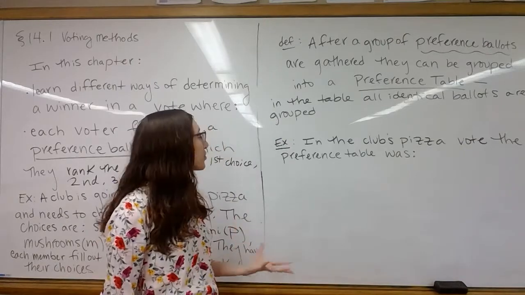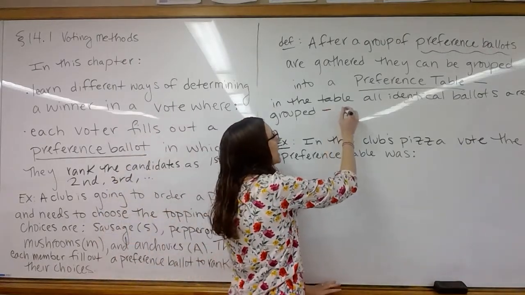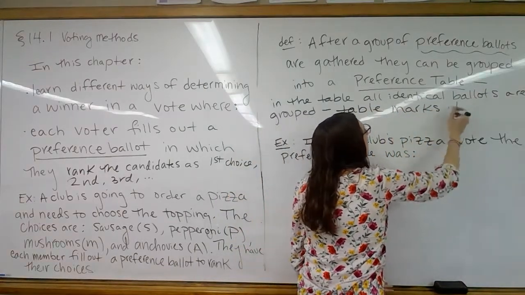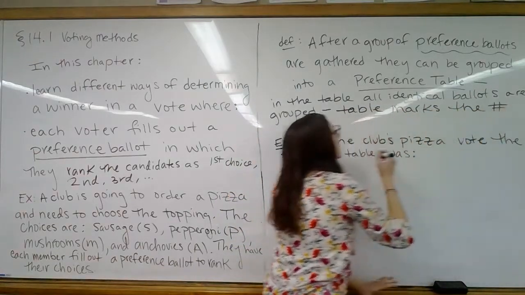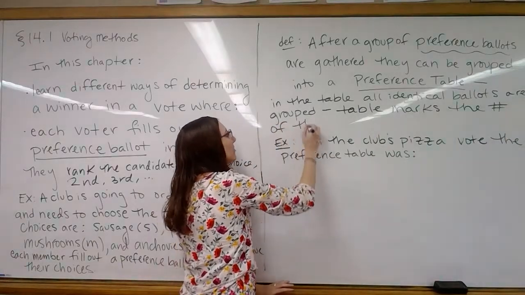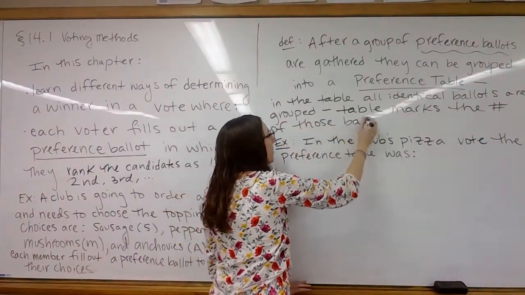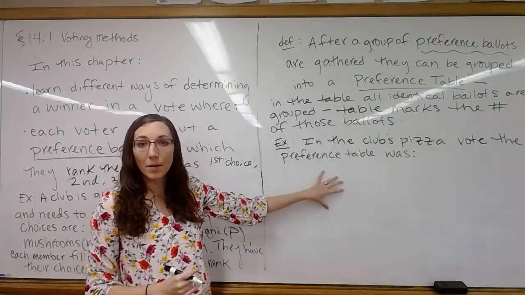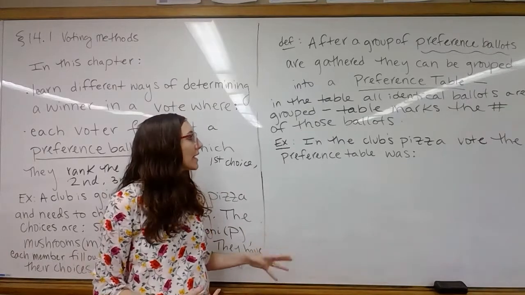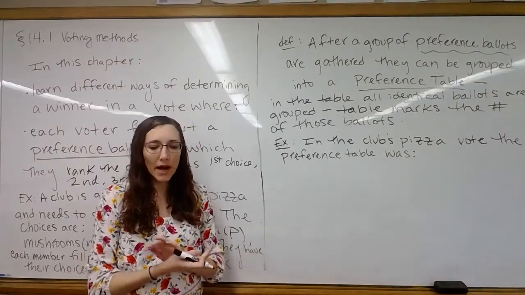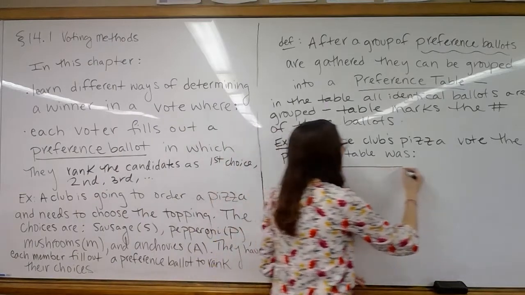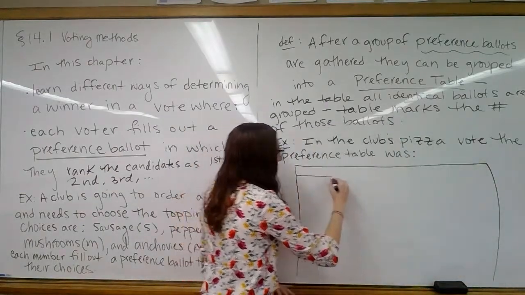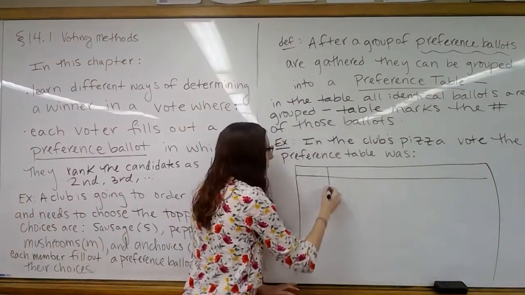And then what we're going to keep track of is the number of those ballots. So I'm going to give you an example of what, say, the club's preference table would look like. Often the way that we organize the table is we make a nice big rectangular table, and there are going to be some different labels on it.